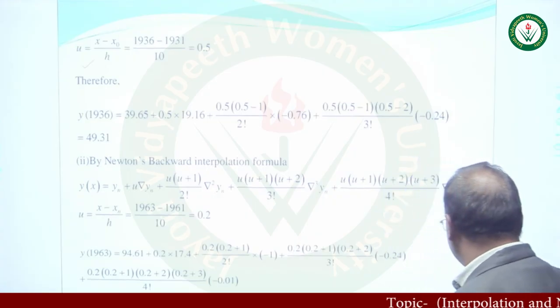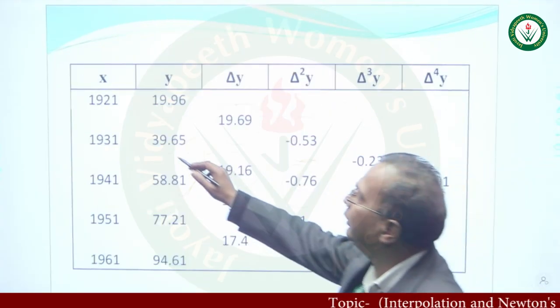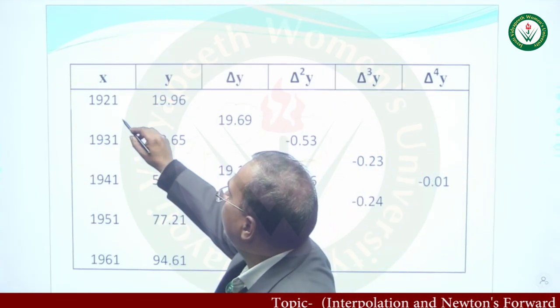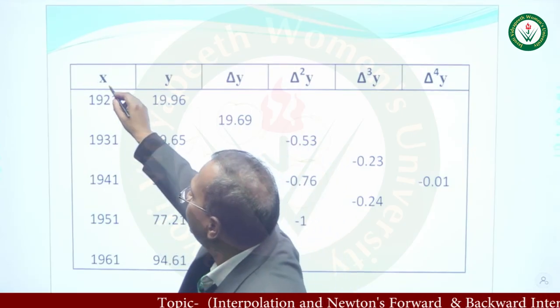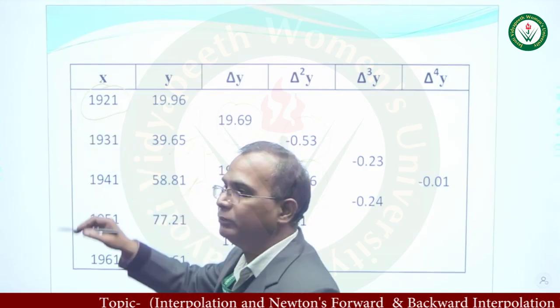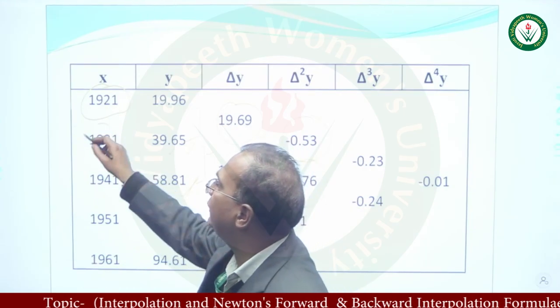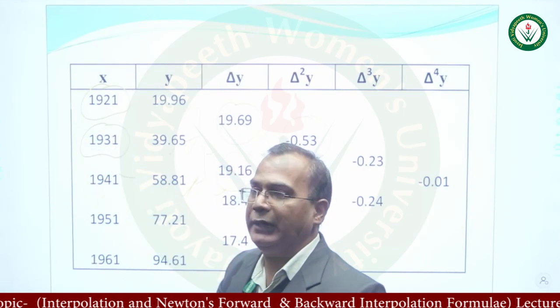We can see this one again here in the table. Look at this one. It is 1936 at which y is required. So we can take 1921 as the first value, meaning x naught, or we can take 1931 as the value that is x naught.